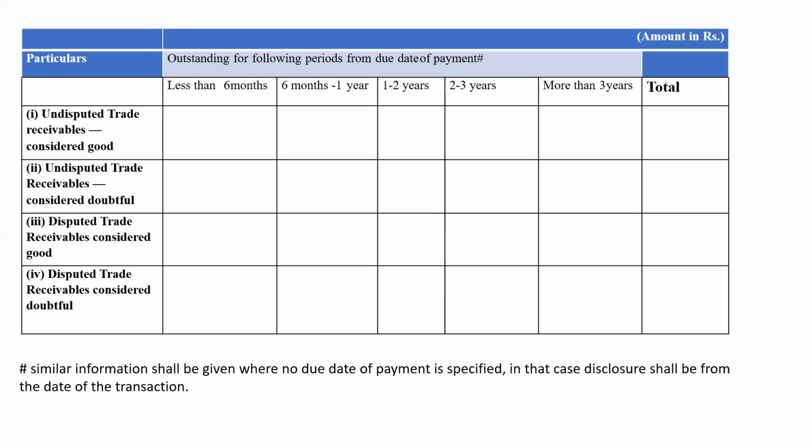And that is to be shown as outstanding for less than 6 months, 6 months to 1 year, 1 to 2, and 2 to 3 years. And if more than 3 years, that is provided separately. And similar information shall be given where no due date of payment is specified, and in that case disclosure shall be from the date of transaction.